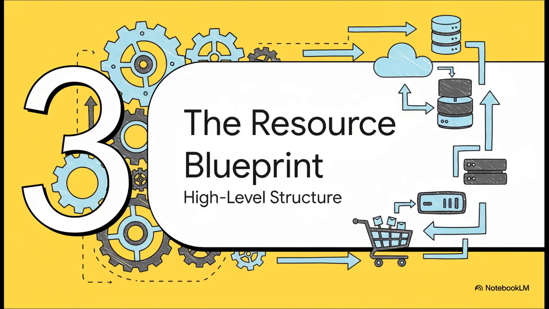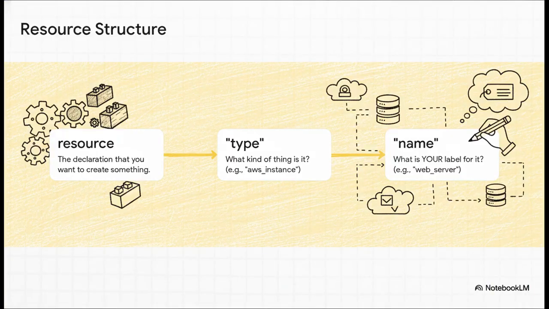So, how do you actually write one of these little shopping list items in your code? Well, it follows a really simple three-part blueprint every single time. Every single resource you ever write will have these three parts. First, you literally type the word resource. That's you telling Terraform, hey, pay attention, I want to create something. Second, you give it the type, like aws_instance. That's the official name for what you want, like the brand name at the store. And third, you give it a name, like web server. Now this is just your own personal nickname for it, so you can point to it later.